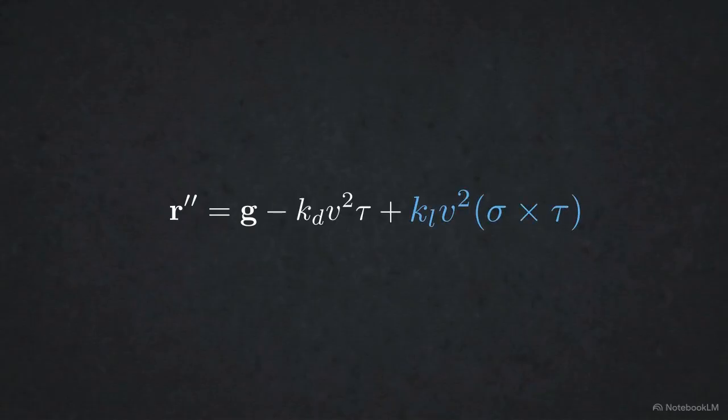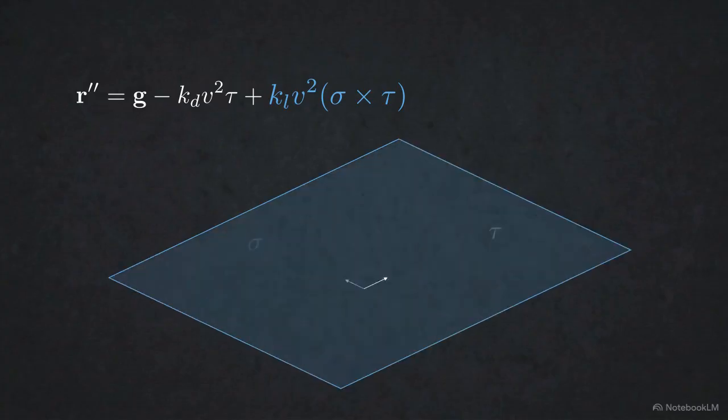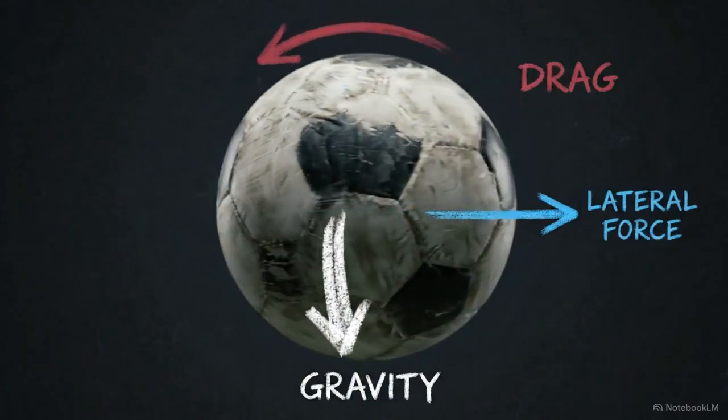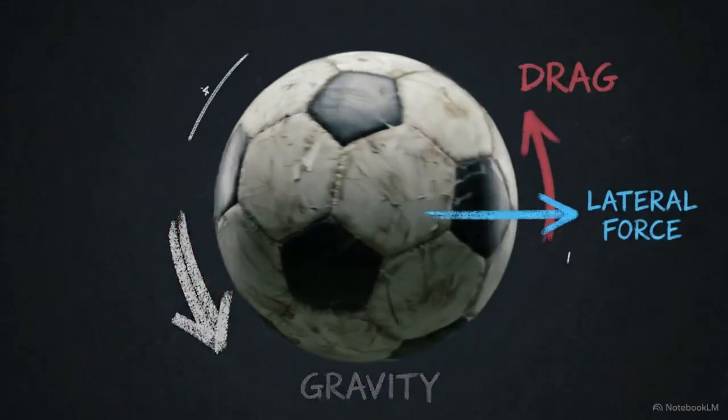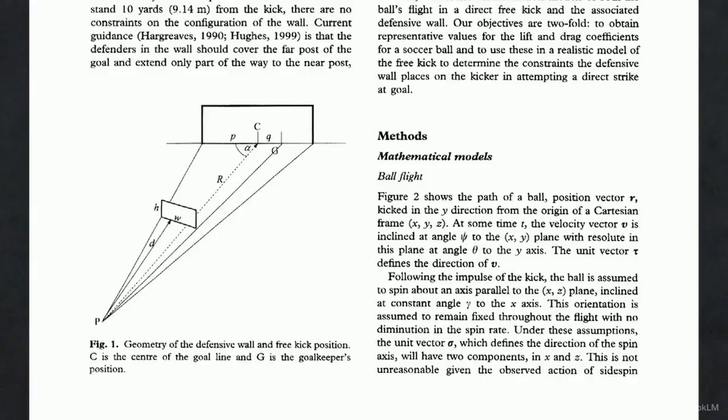The critical addition is the lift term on the right. Because this involves a cross product, the resulting force is always applied normal to the plane containing the velocity and spin vectors. A free kick is a dynamic differential equation, where gravity, boundary layer drag, and asymmetric lift factors continuously battle for dominance. The ultimate test is the direct free kick.